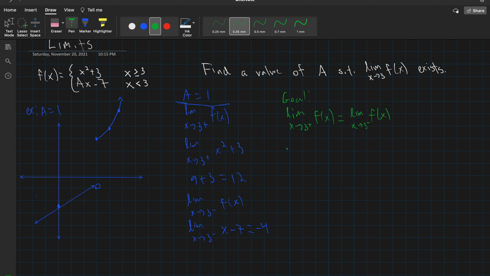In other words, we want to make sure that the limit as x approaches 3 from the right of x squared plus 3. Again, because we're talking about approaching from the right, we're going to be looking at the right hand part of our piecewise function, because this is where x is greater than or equal to 3. And we want this to be equal to the limit as x approaches 3 from the left of ax minus 7.